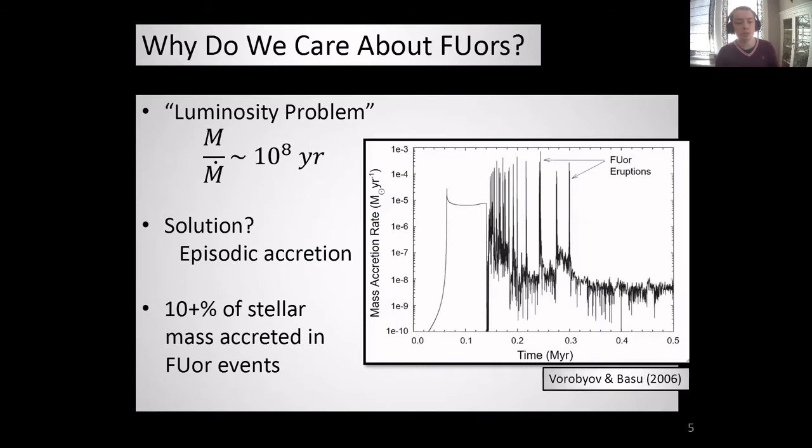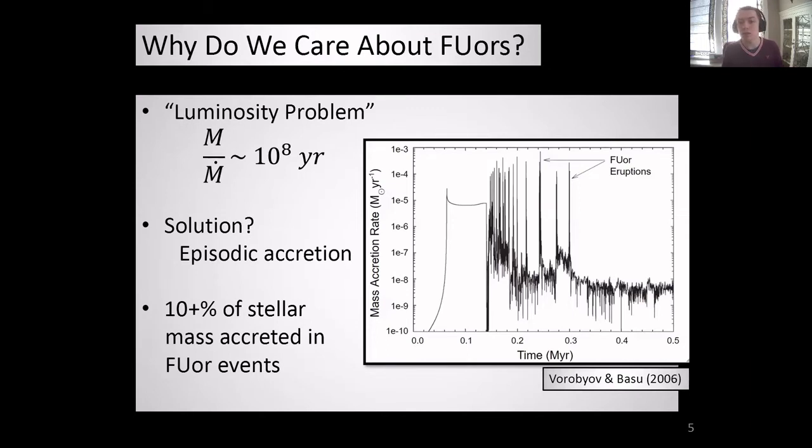And so why do we care about them? Well, it's thought that FUor objects, outbursting episodic accretors, are a potential solution to what's known as the luminosity problem, whereby the quiescent accretion rates, like I mentioned, of 10 to the minus 8 solar masses per year for these low mass objects implies a formation timescale of a solar mass type star of about 10 to the 8 years, whereas we actually see stars form within about 1 million years. So there's clearly a disconnect there.